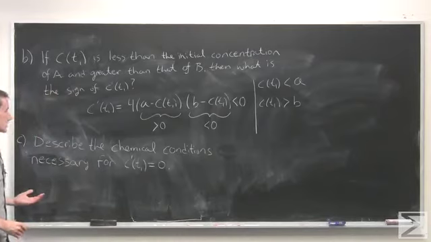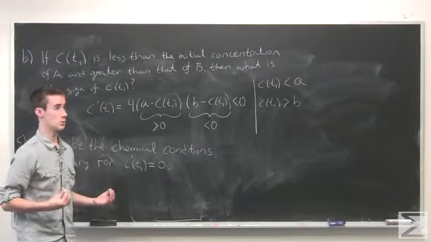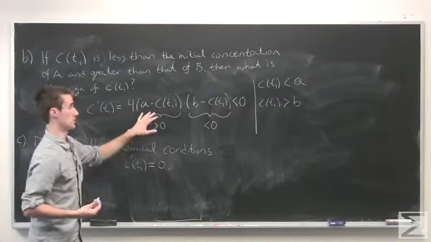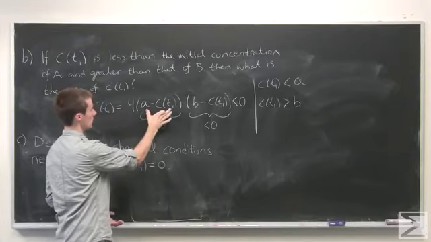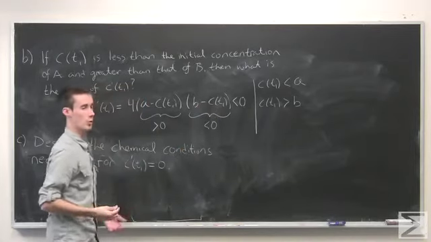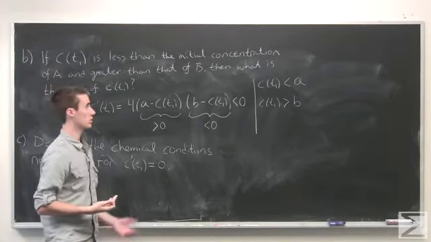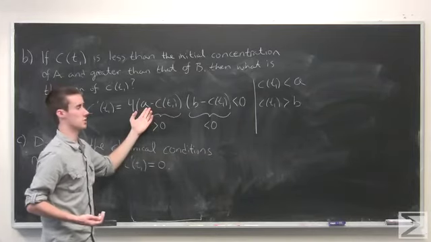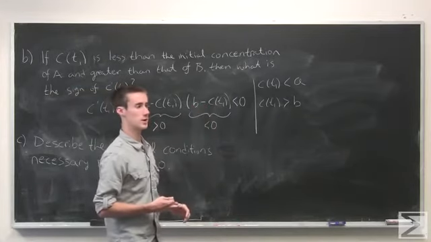Now, the final part of the problem says, what are the chemical conditions necessary for the rate of change at a certain point to be equal to 0? Well, that means that this formula here is going to need to equal 0. So 4, that's always going to be there. So we either have to have this part of the product equal to 0, or the second part of the product equal to 0, or they both could be equal to 0. So the conditions necessary are for the concentration of molecule C to be equal to the initial concentration of A, or for the concentration of C to be equal to the initial concentration of B.